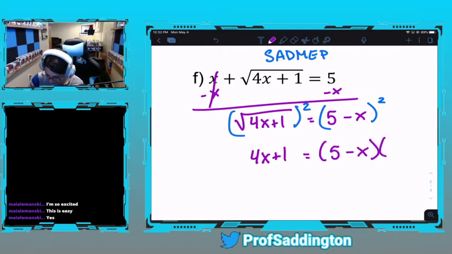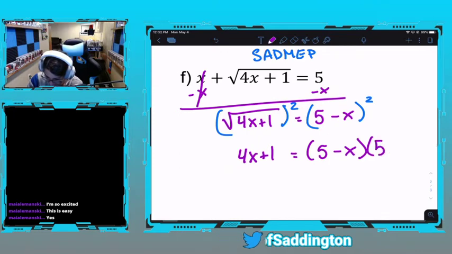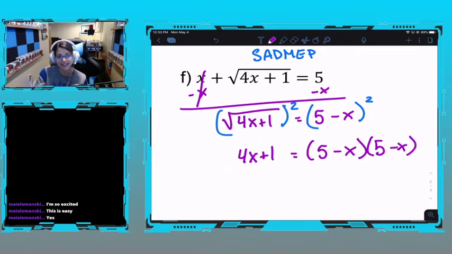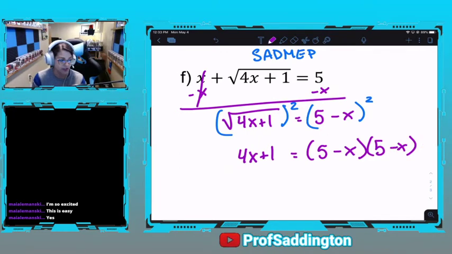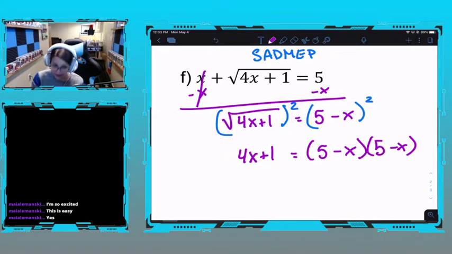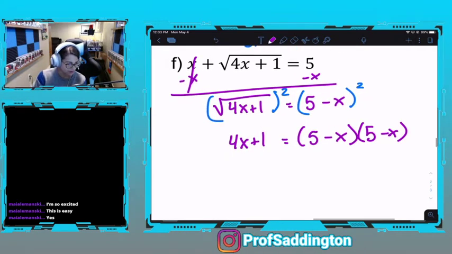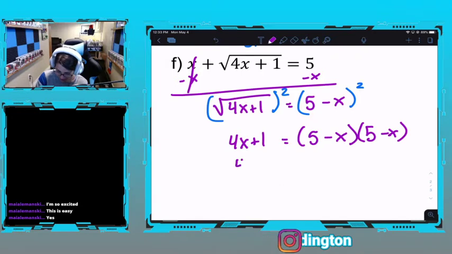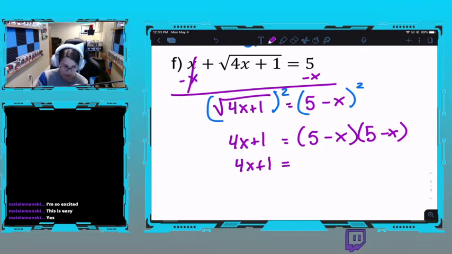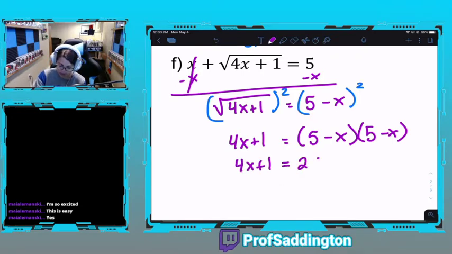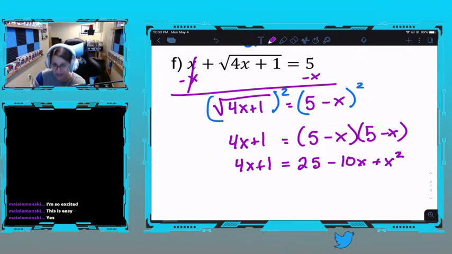So I'm left with 4x plus 1 on the left and 5 minus x squared. Or if you wrote it as negative x plus 5, that's okay too. Either is valid. So over here on the right, we're going to double distribute that out. When the dust settles, we get 25 minus 10x plus x squared. And again, you can show that double distributing step.